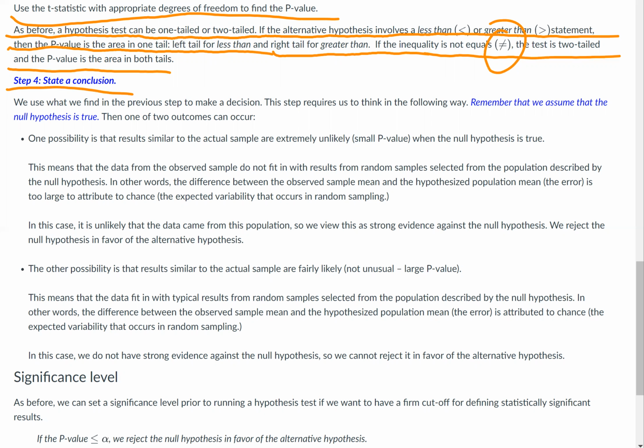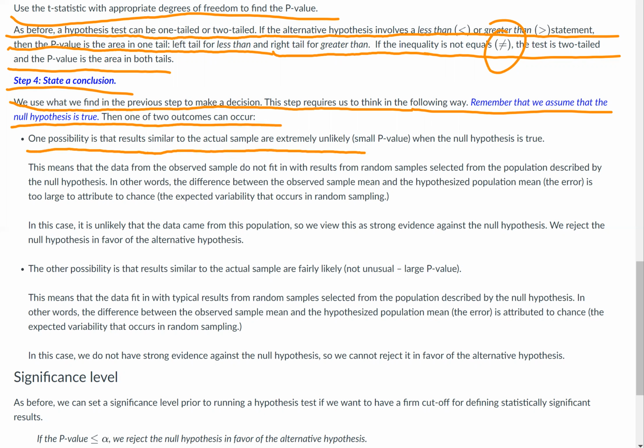We should know by now whether the null hypothesis is still true or whether it's been disproven as false. We can use what we find in the previous step to make a decision. This step requires us to think in the following way. Remember that we assume that the null hypothesis is true. Then one of two outcomes occur. First, it could be that results similar to the actual sample are extremely unlikely. In other words, a very small p-value when the null hypothesis is true.